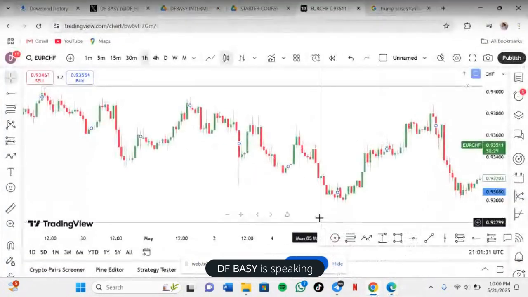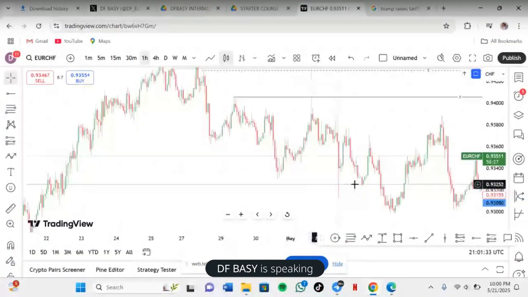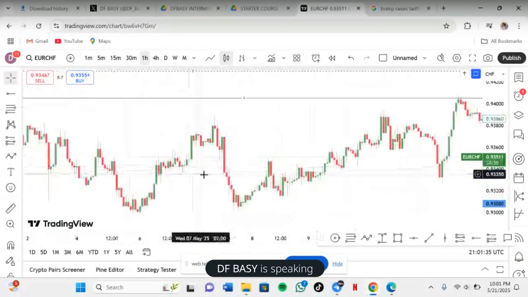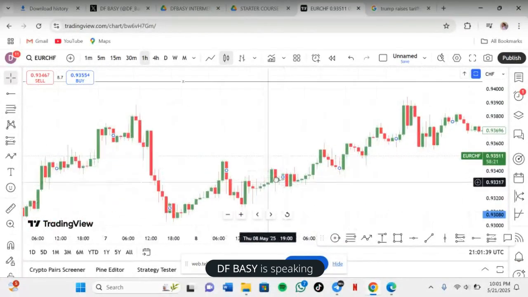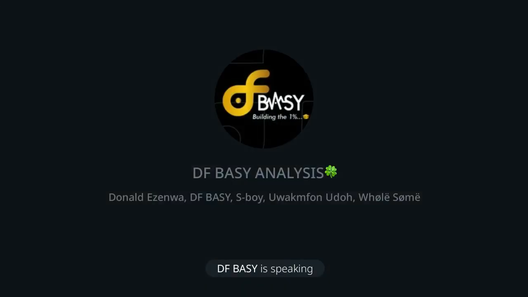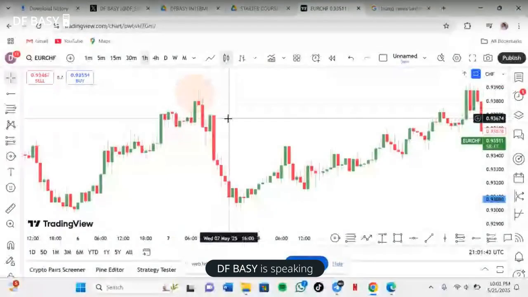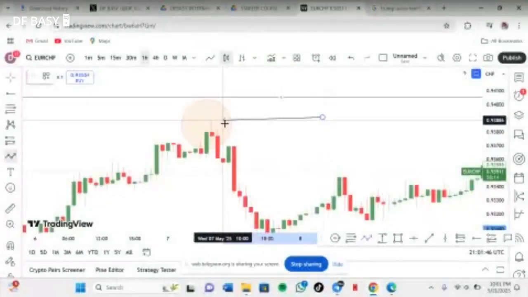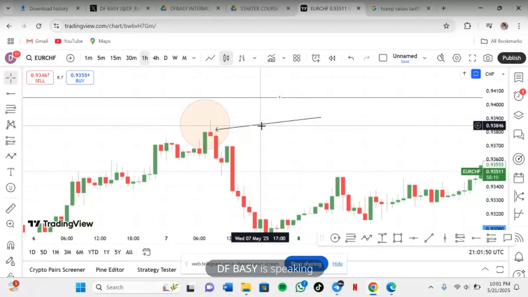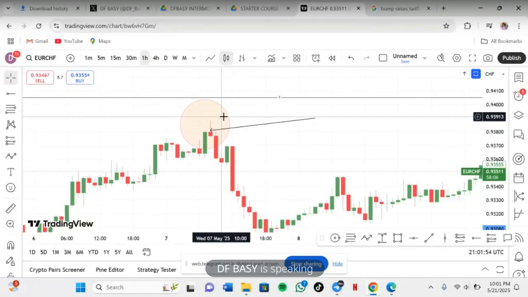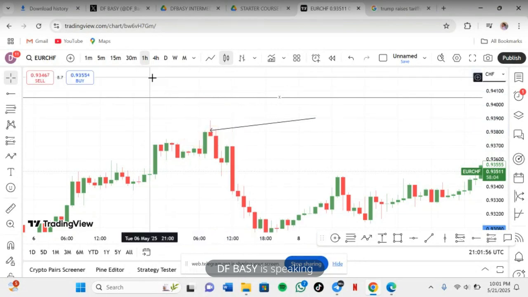Let's point out a hammer. Alright, we have seen one. I've already seen two. So this is an example. See a hammer here. See this red candle? See that red candle there? That is a hammer.